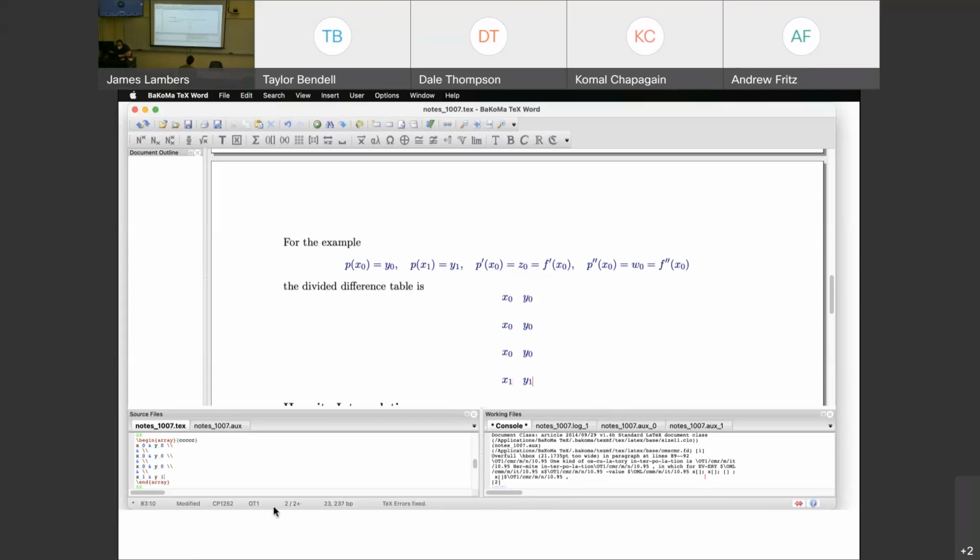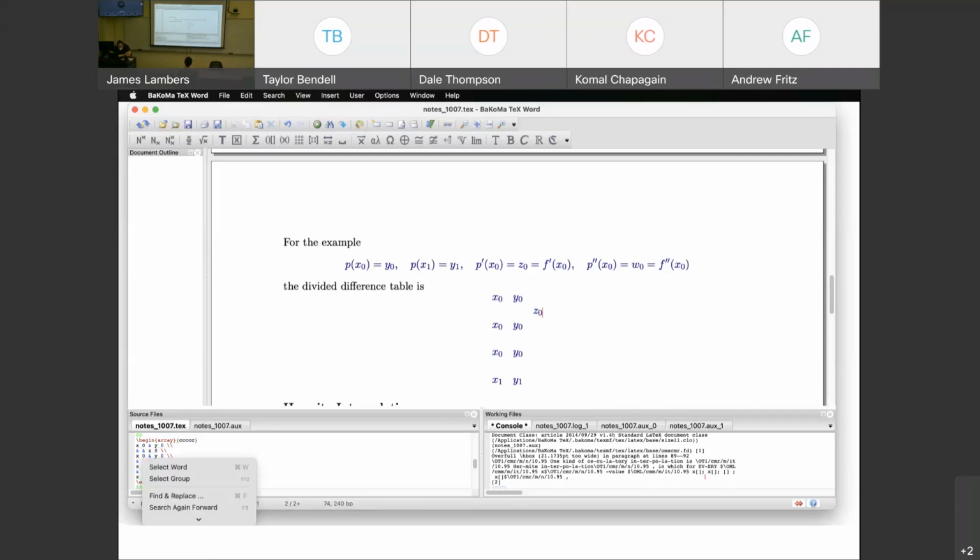Okay. Now, the next thing I need is the first order divided differences. So what I do is y naught minus y naught divided by x naught minus x naught. But that's where you fill in the derivative in between. So the first derivative is z naught. Here again, y naught minus y naught divided by x naught minus x naught will be replaced by the first derivative, z naught.